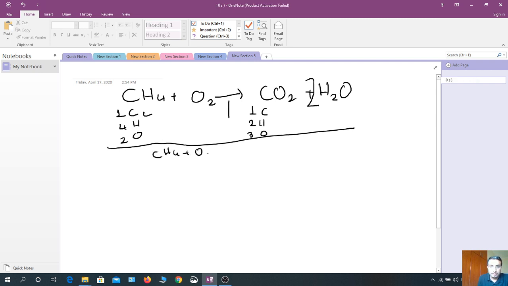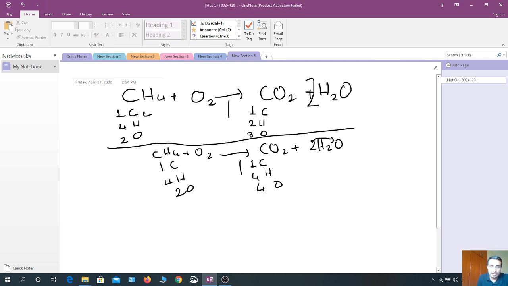CH4 plus O2 gives CO2 plus 2H2O. Then I am going to count. Now I have one carbon, and I have 4 hydrogen, and the number of oxygen, of course, changed. Now I have 2 oxygen from here and 2 oxygen from here. Total I have 4 oxygen. On the reactant side, I have 1 carbon, 4 hydrogen and 2 oxygen. So carbons are equal, hydrogens are equal, and oxygen are not equal. Definitely I am going to put 2 here and it will be balanced.